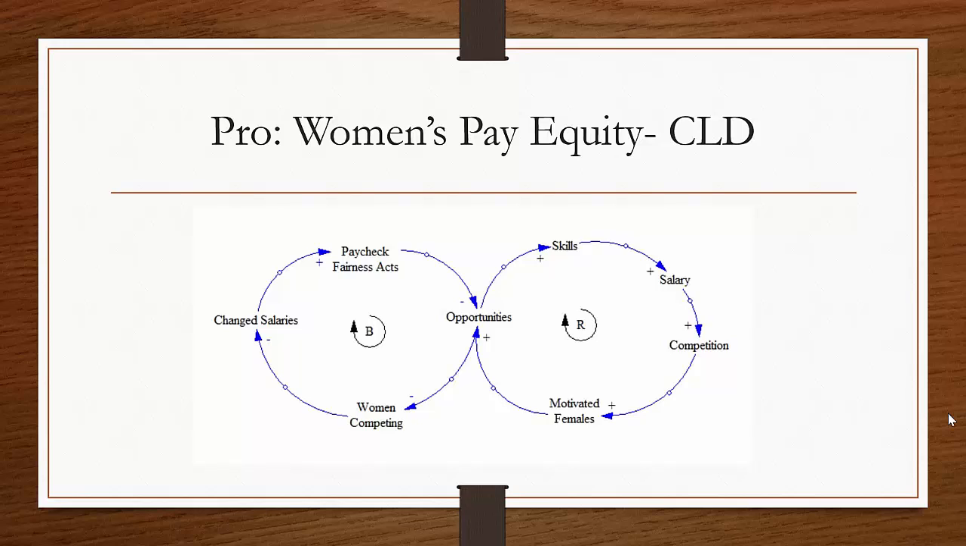Whereas the balancing loop runs a little differently. When opportunities begin to decrease, the number of women competing for these opportunities will drop. This results in a decrease in the number of changed salaries that there are. If women are not in the workforce portraying that they have the same skill set and the work ethic as men, there will never be a change in salary. As a result, this issue and the Paycheck Fairness Acts will continue to increase as more and more females push for this equality.